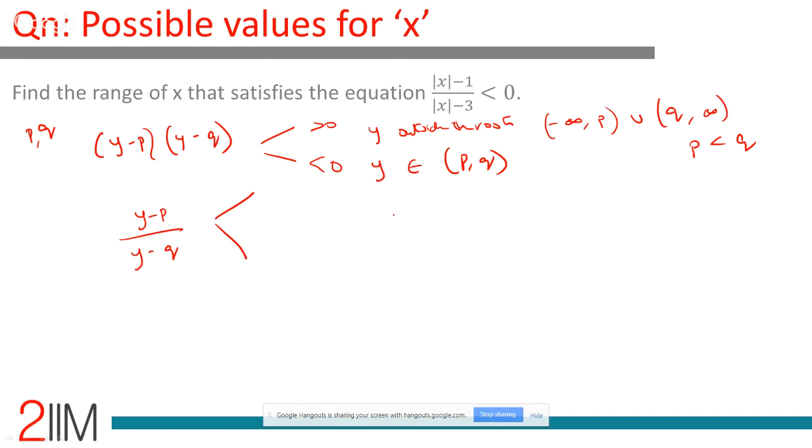We're not doing an (x minus 1) by (x minus 3). The question where (x minus 1) by (x minus 3) is less than 0: roots are 1 and 3, less than 0 should be between the range 1 to 3, and good to go, when x belongs to the range 1 to 3. This is not just that, remember that. We're not solving for just (x minus 1) by (x minus 3). We're solving for (mod x minus 1) by (mod x minus 3). Mod x could be x, mod x could be minus x, depending on what you're handling.